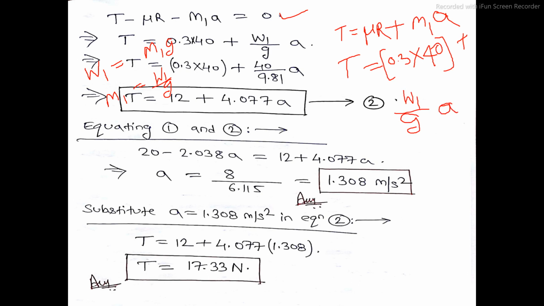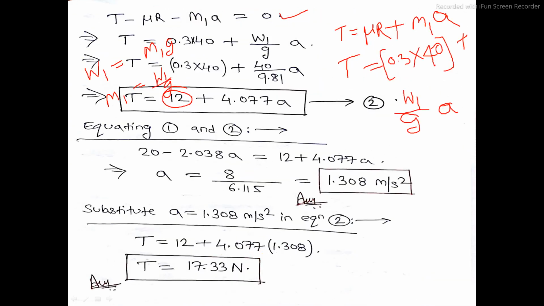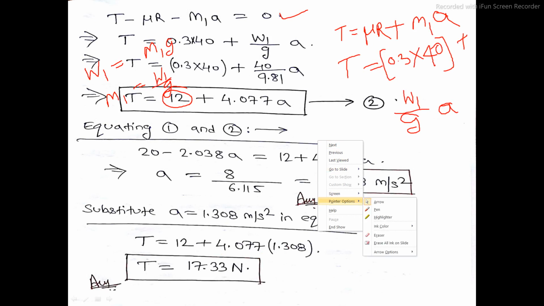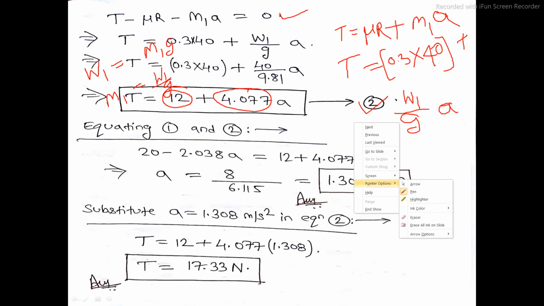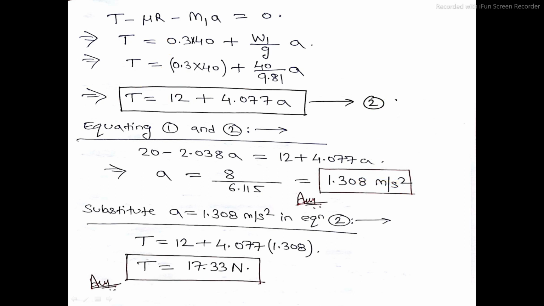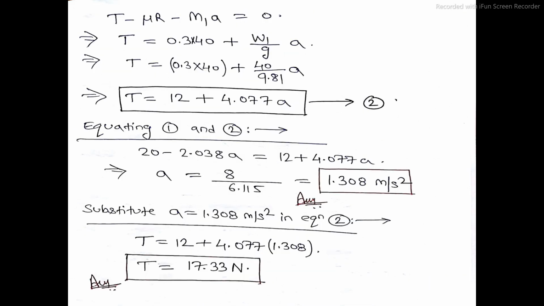Or I can write tension T equal to 0.3 into 40, which is 12, plus W1 given in the problem. This W1 is 40 Newton. So 40 by 9.81 is 4.077 times A. Let this be equation number 2. So you have equation 1 as T is equal to 20 minus 2.038 times A, and equation number 2 as T is equal to 12 plus 4.077 times A.